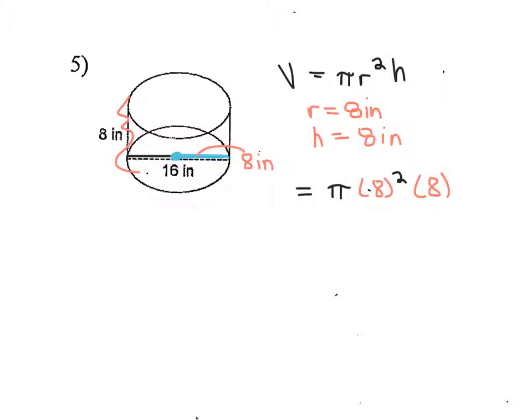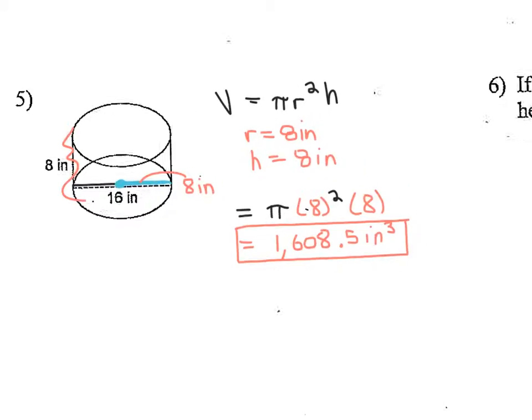Now, when I plug this in to my calculator, remember to multiply pi with everything else. So we have pi times 8 times 8 times 8. And you should get 1,608.5 inches cubed. Remember that volume is always cubed. Area is squared.